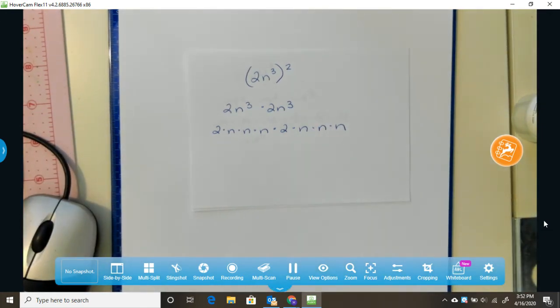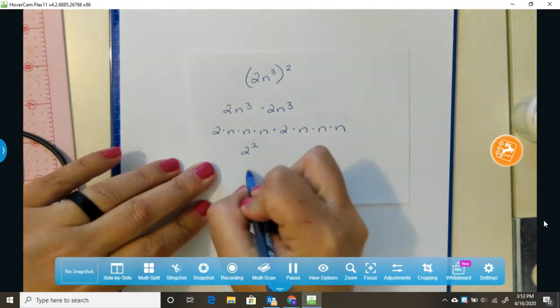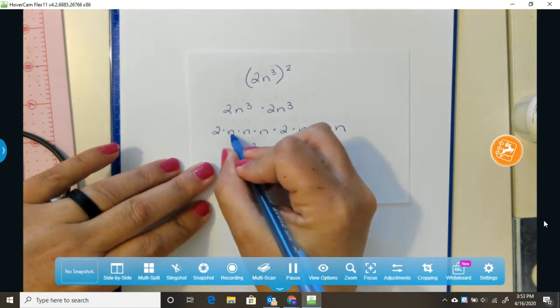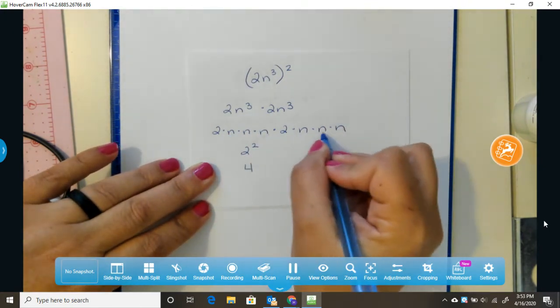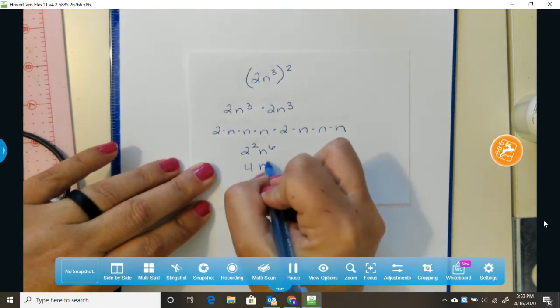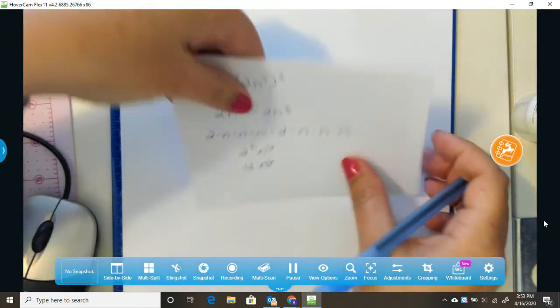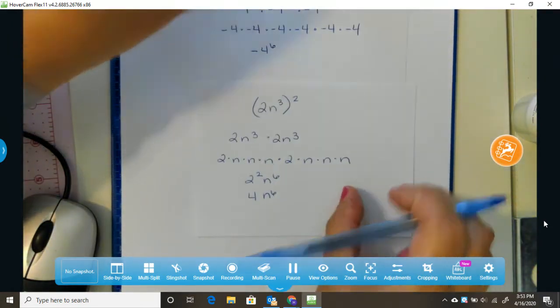Okay, so that looks like 2 times 2 because those are my like terms that I can combine, right? 2 times 2 is 4, or 2 squared. And n times n times n times n times n times n is n to the 6th. And since I can't do anything with that, it could be either one of those. Okay, so notice here my two examples. Spread those out for you.